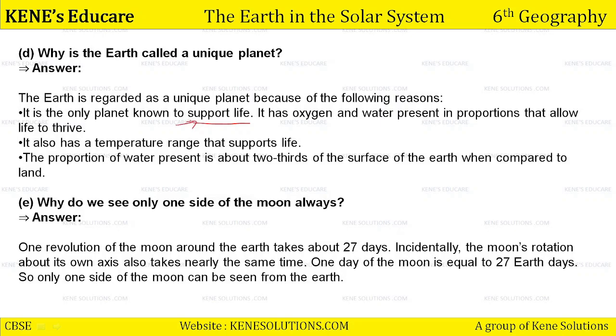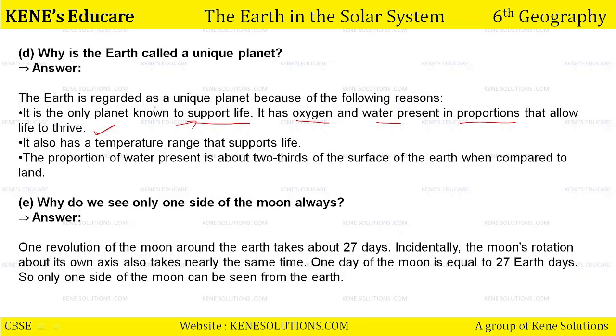यहाँ पे इंसान रह सकता है. इंसान या animal, कोई भी living being रह सकता है. It has oxygen and water present in proportions that allow life to thrive. यहाँ पे oxygen और water इस proportion में maintained है and present है that life can be thrived on Earth.